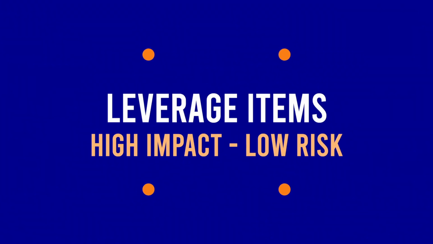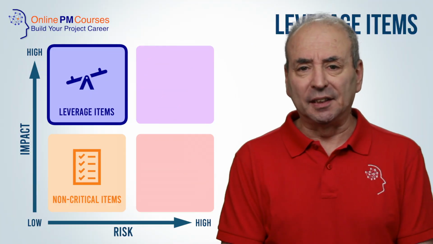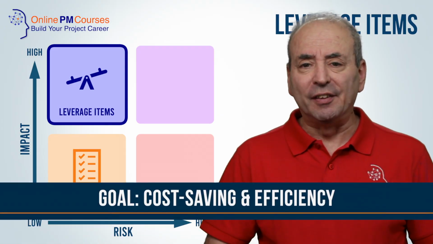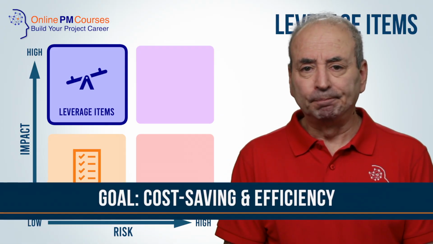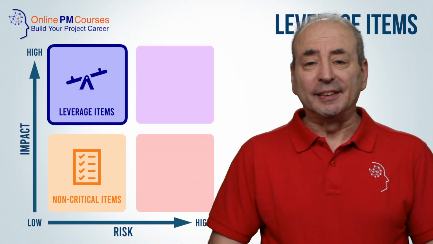Our next quadrant is leverage items, or leverage items if, like me, you're British. These are items with high impact, but low risk. These are typically high volume and low complexity items. Once again, we need to focus on cost saving and procurement efficiency. Use competitive bidding and volume pricing.